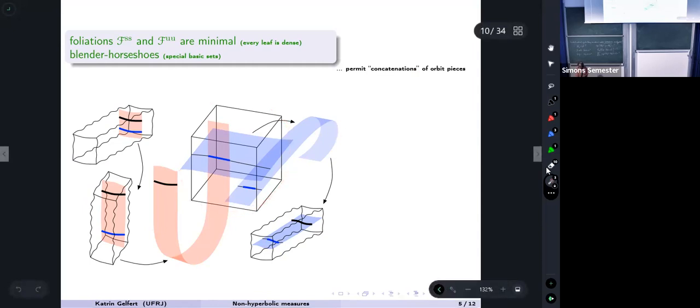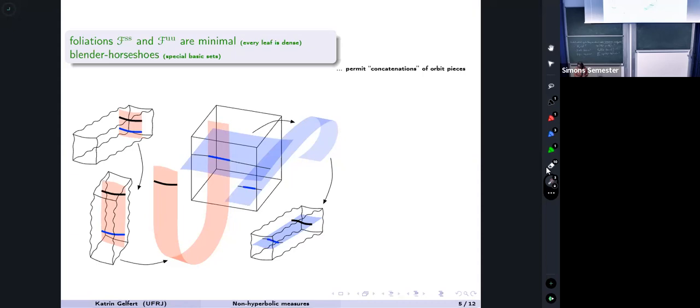This would be a blender. By minimality of the foliation, you can connect one point which has a certain behavior with the blender, and then you take also the other foliation which connects into the blender, and then you can construct by hand orbits with the given behavior, in particular orbits with zero exponent.